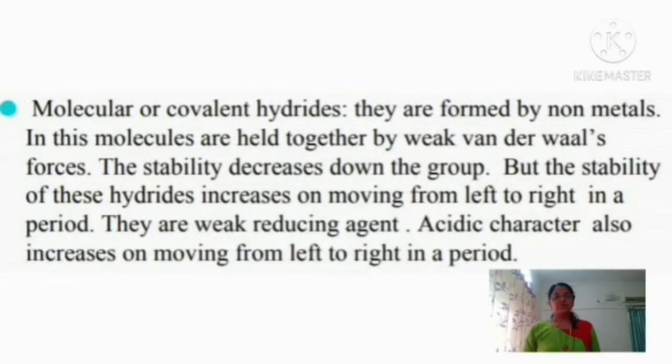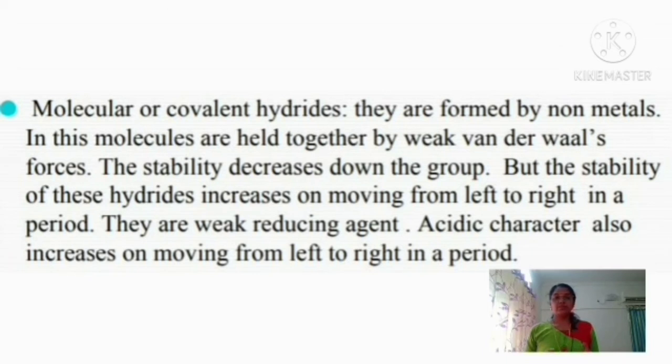The next type of hydride is molecular hydride or covalent hydride, and these hydrides are formed by nonmetals. In these molecular lattices, the molecules are held together by weak van der Waals forces. When we look at the stability, as we move down the group, the stability of these hydrides decreases with increasing size of the element.